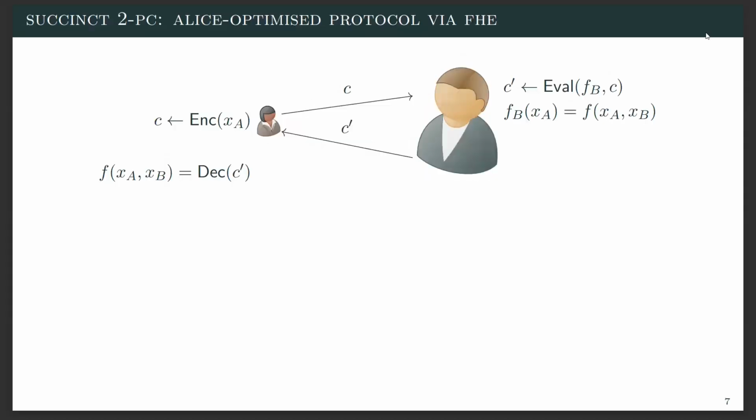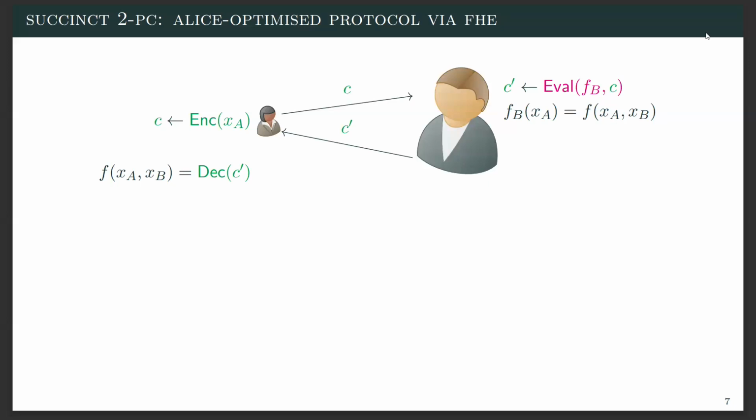Alice would encrypt her input xa using some homomorphic encryption scheme and send the ciphertext to Bob. Bob would evaluate f of b on this ciphertext and send the resulting ciphertext C prime back to Alice, who decrypts it to learn f of xa, xb. Here, marked in red, you see that, of course, this FHE evaluation is going to be costly, but Alice's work, the encryption and decryption, is relatively speaking cheap, and that's why it's marked in green here, and the communication is still small.